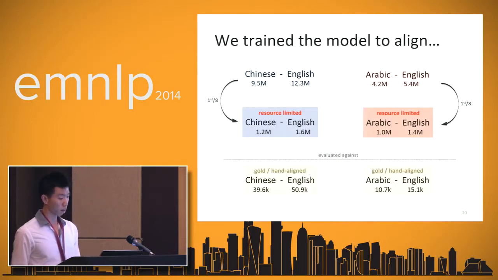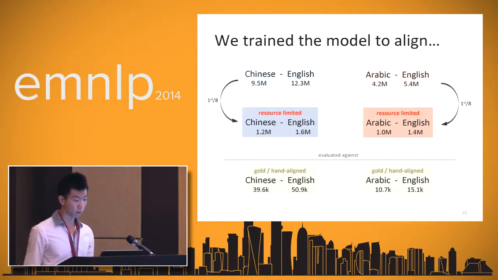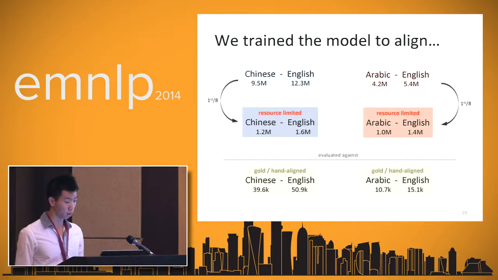So we trained the extended word alignment model for 2 language pairs: Chinese-English, which has about 22 million word tokens, and also Arabic-English, which has about 10 million word tokens in total. And all the training data comes from the NIST 2009 constraint shared task.